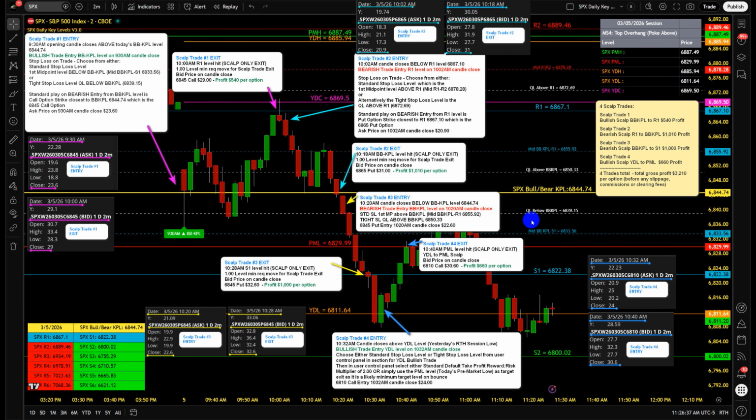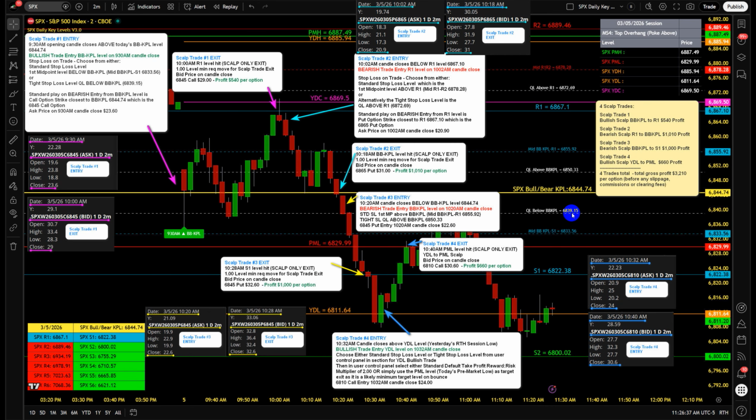If you prefer to use a tight stop loss, it's the QL below the level you're taking the trade from, the bullish trade from in this case. QL below BBKPL 68.3915. Now, if you've watched our other videos, you will note that in those videos we recommend that you use the standard stop loss levels in your trades because that is consistently the best performer, and that is why it is the standard stop loss level.